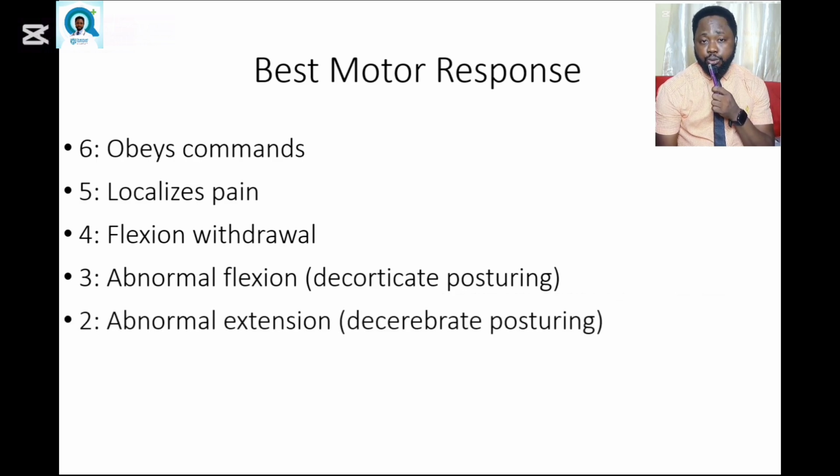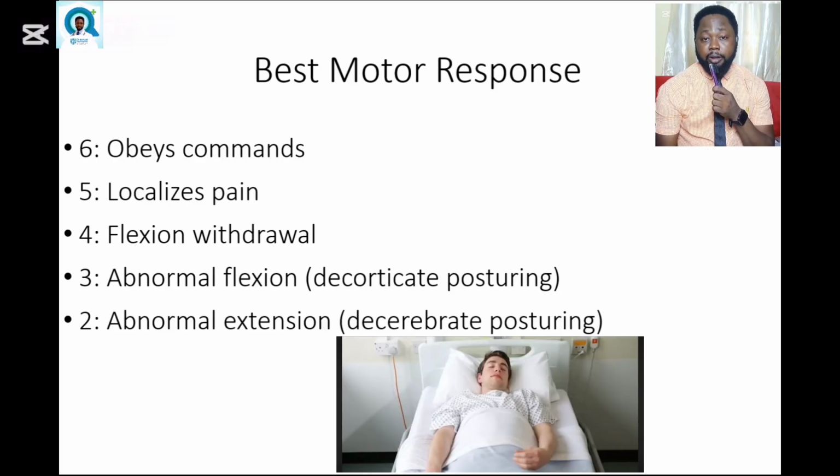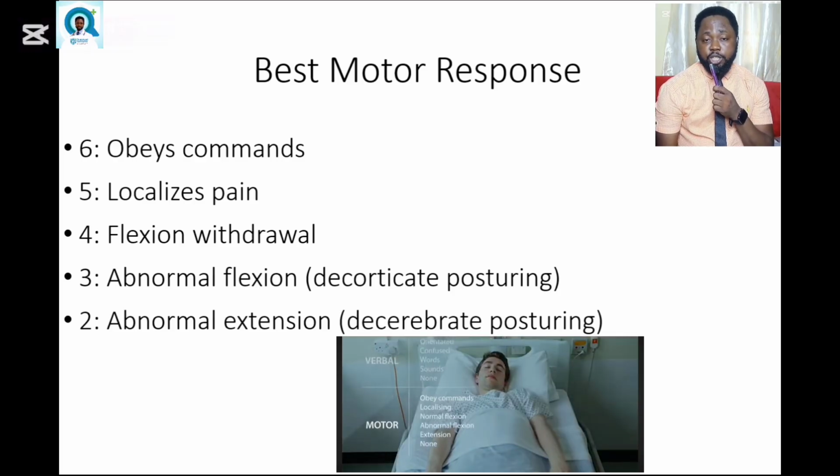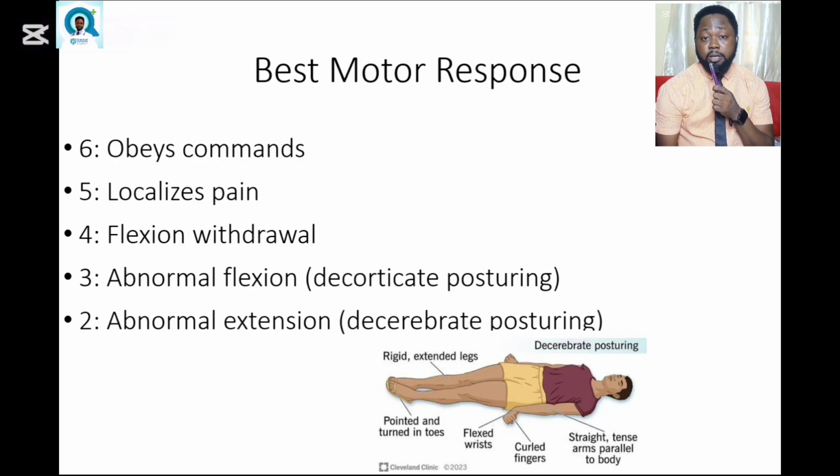The score of 2 means abnormal extension, which is also called decerebrate posturing. In this case, the patient extends the elbow with adduction and internal rotation at the shoulder, as well as forearm pronation, flexed wrists, and clenched fists. In the lower limbs, there is knee extension and plantar flexion.